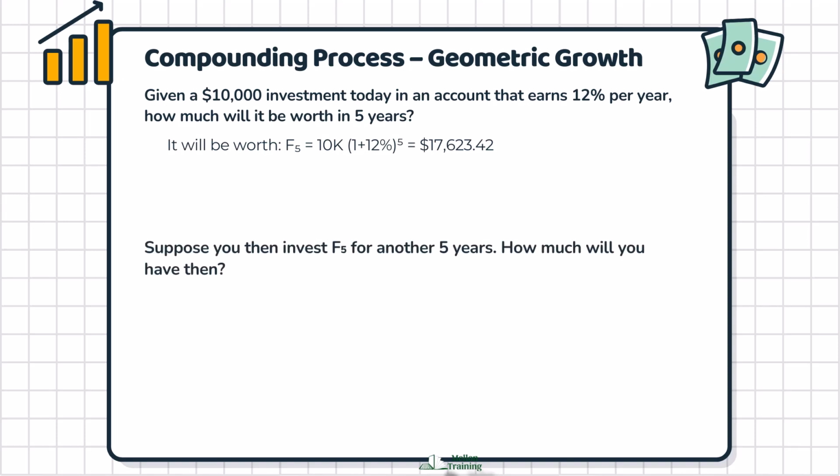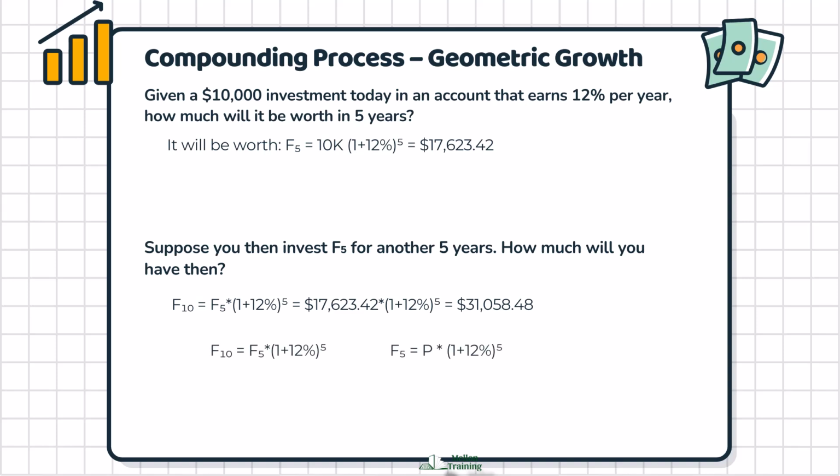So let's suppose that we take that money that we had at the end of year 5 and invest it for another 5 years. The question is, how much will we have then? What we're going to do is we're going to say at the end of year 10, our new principal is what we had at the end of year 5, and then it's going to grow at 12% over 5 years. At the end of 10 years, we'll have $31,000 in the account.